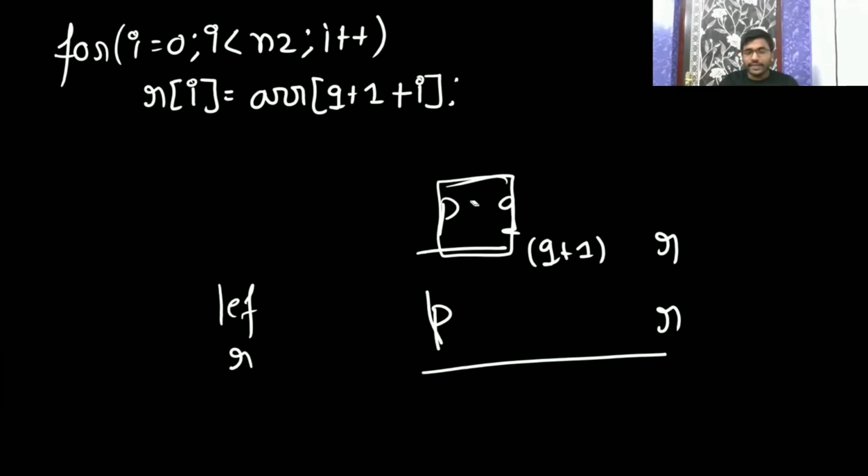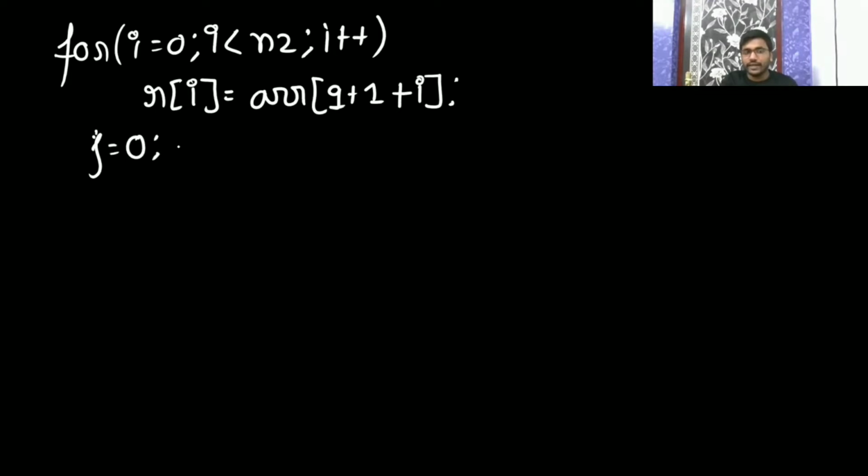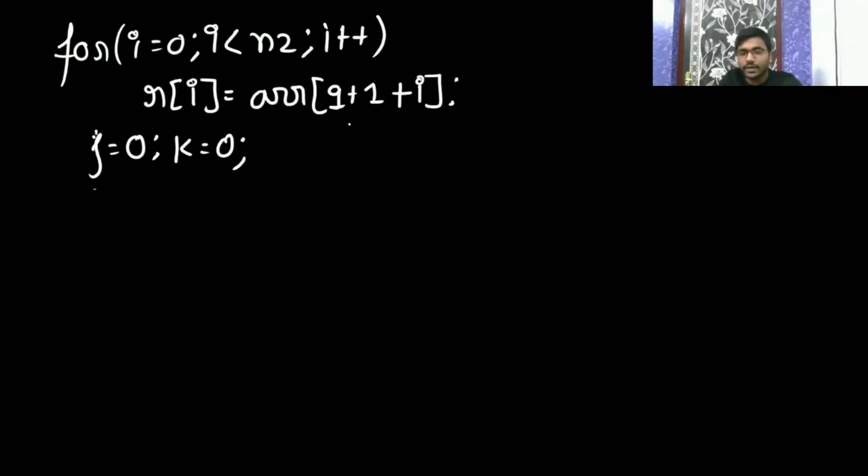Now I will compare the left half element with the right half element. For that I require two indices. So I am using j equal to 0 initially and k equal to 0. So I will declare j and k here. j I will use for the left array indices, and k I will use for the right array indices.